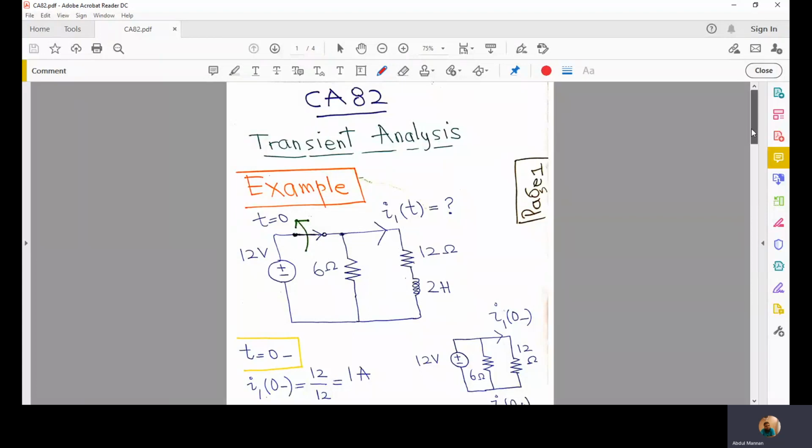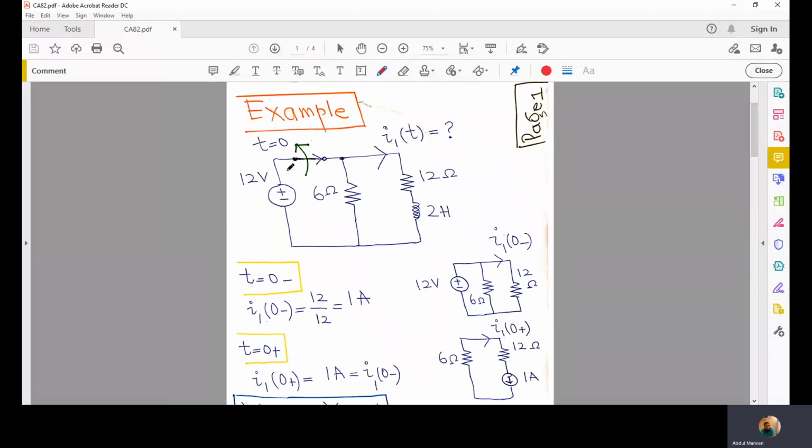So at time t equals 0 minus, just before we have opened this switch, we achieved this. This inductor is short circuited and the remaining circuit is this. So this 12 volt appears across this 6 ohm resistor and across this 12 ohm resistor, causing a current of 12 over 12, 1 ampere, through this 12 ohm resistor. So I1 comes out to be 1 ampere at time t equals 0 minus.